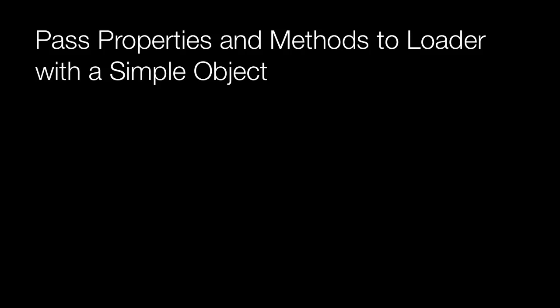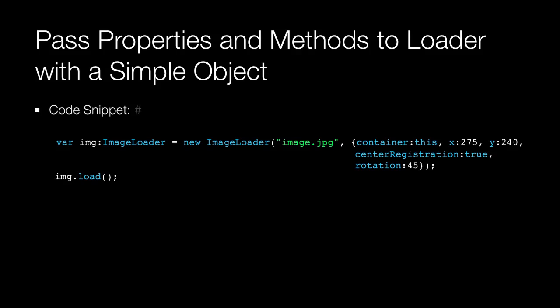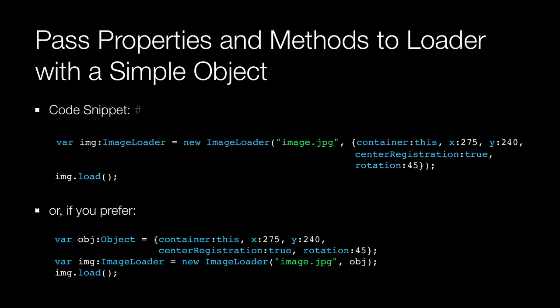Okay, here's an example of invoking some of these features by using a simple object as one of the arguments sent to a loader constructor during instantiation. In this case, the container property is used, which allows you to automatically add the loaded visual asset as a child of any display object container. Prevents you having to say add child, for example. The X and Y coordinates are set, which is where the center of the asset will be positioned thanks to the automatic creation of a center registration point, and the rotation property is set to 45 degrees. If you prefer not to write the object inline, here's another syntax you can use to achieve the same goal, defining the object first and then just passing the object reference into the constructor.